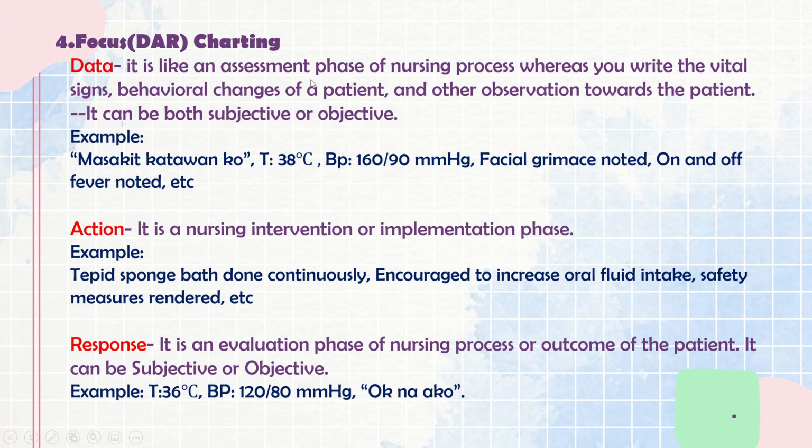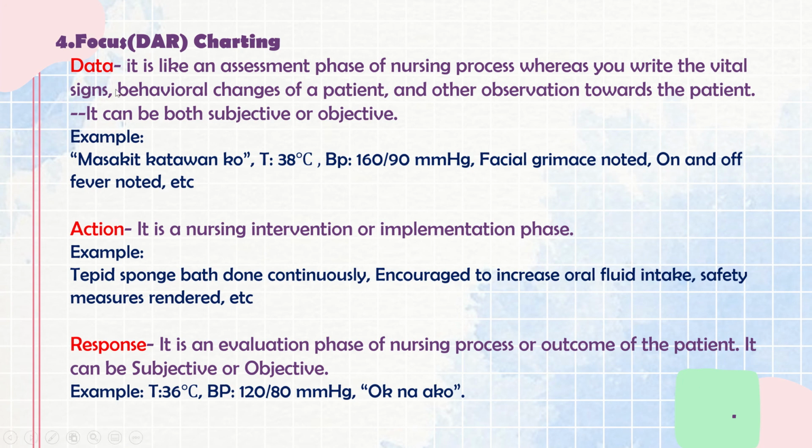So we begin with subjective data, kung ano yung sinabi ng pasyente, and then objective data, kung ano naman yung nakita or na-observe or na-measure natin. So example, na pwedeng ilagay sa data, "masakit katawan ko." So quote unquote. And then temperature of 38 degrees Celsius, blood pressure, facial grimace, ito na yung mga objective, on and off fever noted. Okay, so these are all na pwedeng ilagay sa data. Kung ano yung minamanifest ni pasyente.